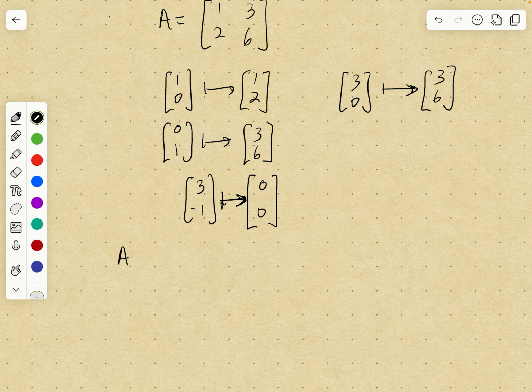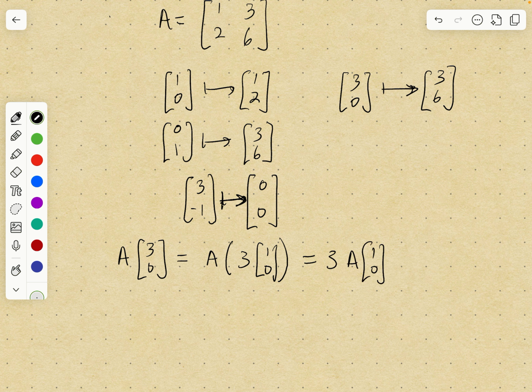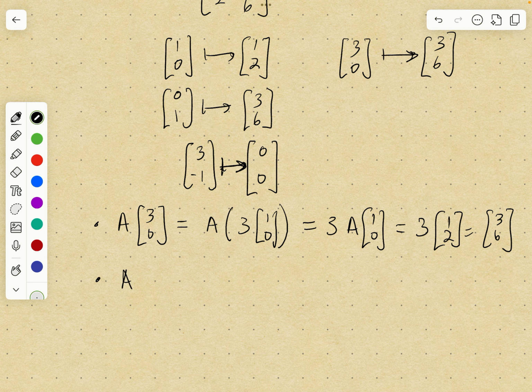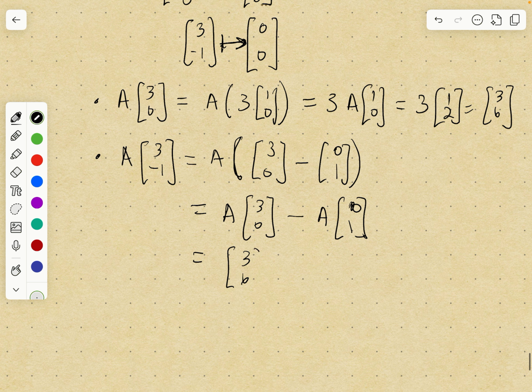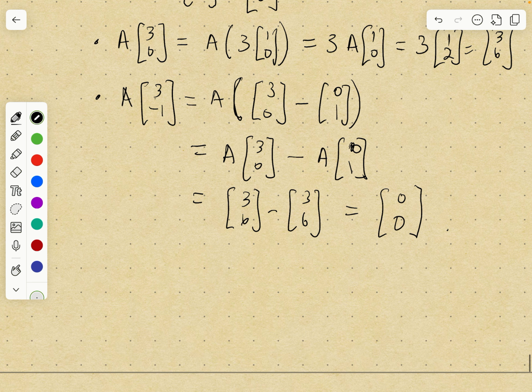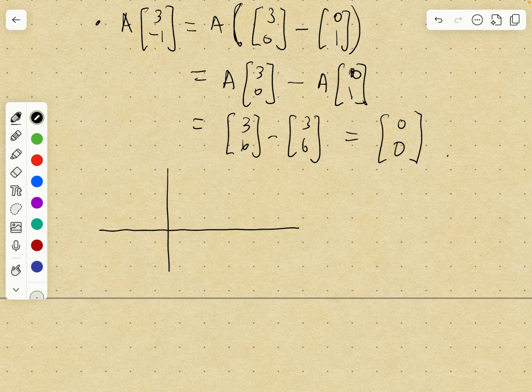So A times 3, 0, by the linearity of matrix multiplication, this is A times 3 times the vector 1, 0. By the linearity of matrix multiplication, this is 3 times A of 1, 0, which is 3 times 1, 2, which is 3, 6. Okay. And we know that A of 3, negative 1 is A of 3, 0 minus 0, 1, and then by the linearity again, this is A times 3, 0 minus A times 0, 1, and you're going to get 3, 6 minus 3, 6, so that's 0, 0. So A is going to send the vector 3, negative 1 to 0, 0.